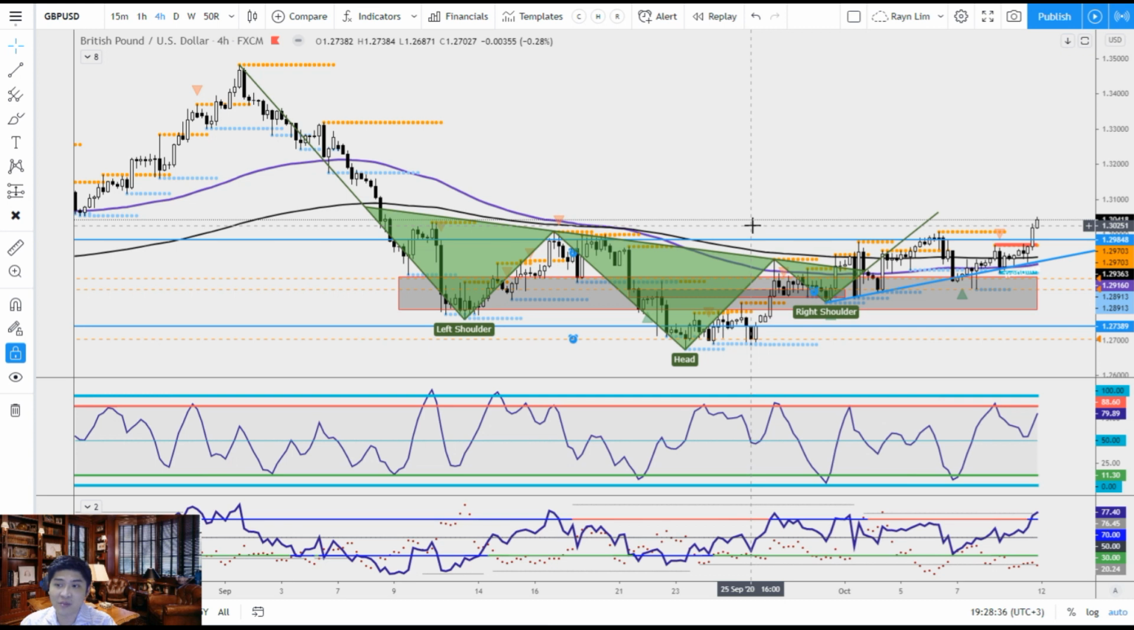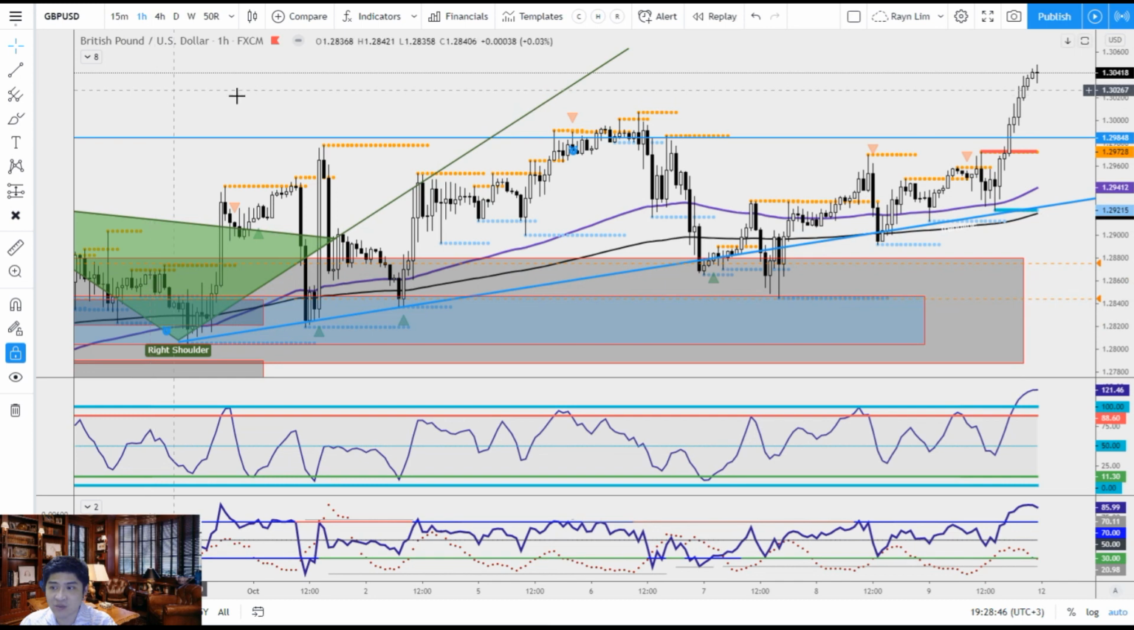I'm not asking you to follow blindly, but it does give you some ideas and some thoughts on how you can place your stops and targets and stuff like that. But always remember to do your own analysis before placing a trade.